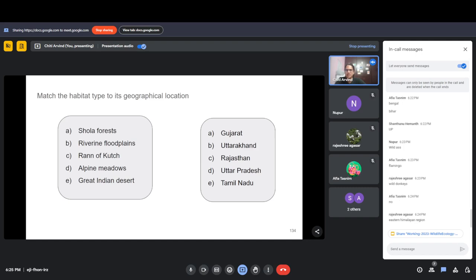Eastern Himalayan region. Okay. So, well, you're close, but alpine, yes, definitely does mean high elevation and mountainous. But alpine meadows in India are found in the western Himalayan region, right? So, they are actually high elevation grasslands that are found in western Himalaya. And one of the most famous examples of alpine meadows in Uttarakhand is known as the Valley of Flowers.